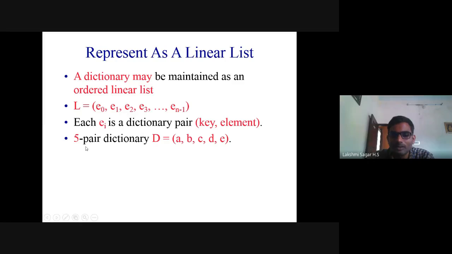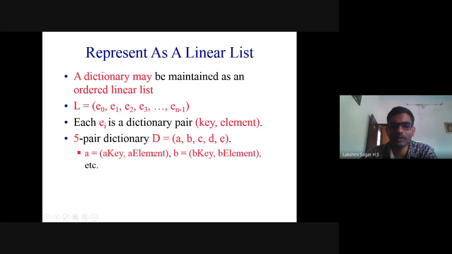Suppose, for example, a 5 pair dictionary, we can denote it as D, which is equal to A, B, C, D, E. A is one pair, B is another pair, C is one pair, D is one pair, E is one pair. So each one is having a key, and associated with that key an element is present. So we call this a 5 pair dictionary. Example, A is equal to A key comma A element. Similarly B key comma B element.